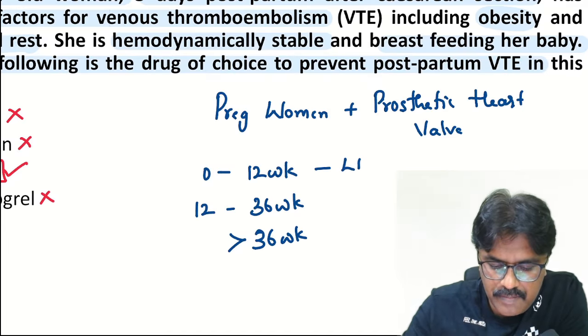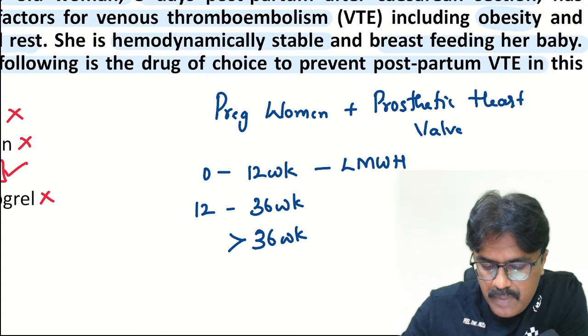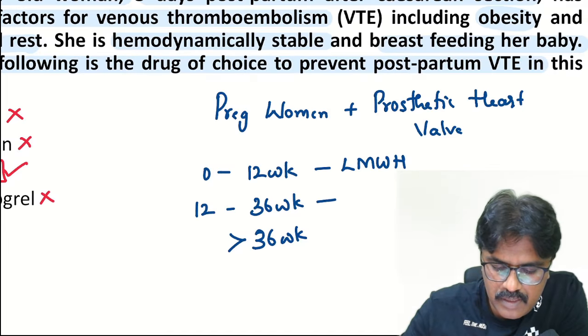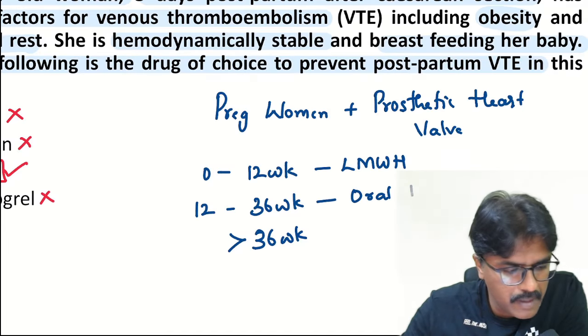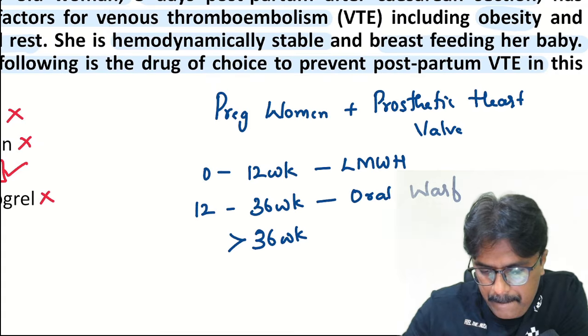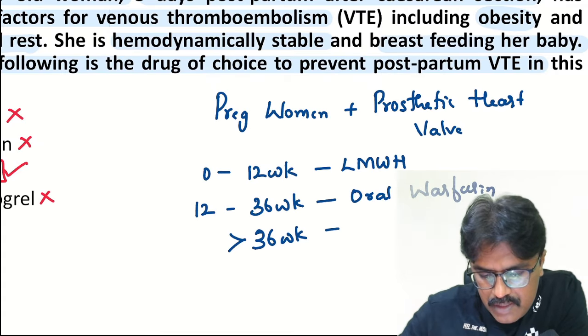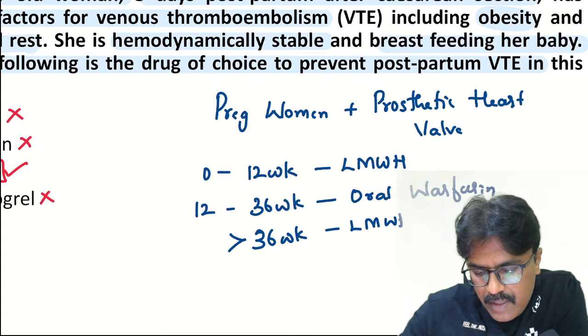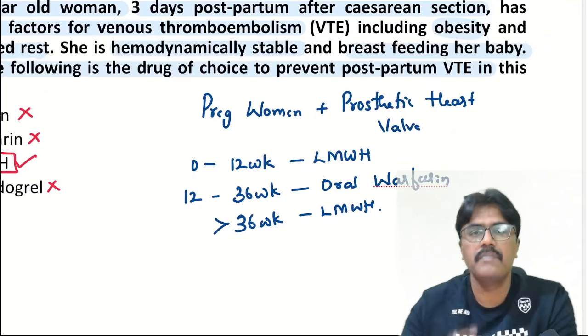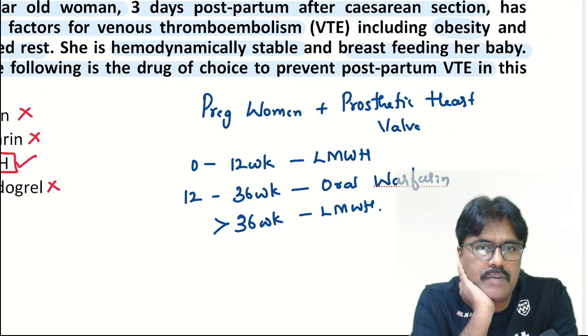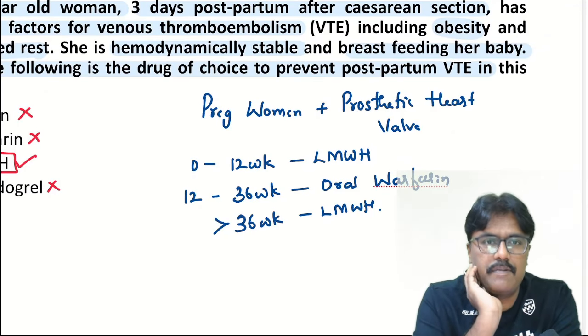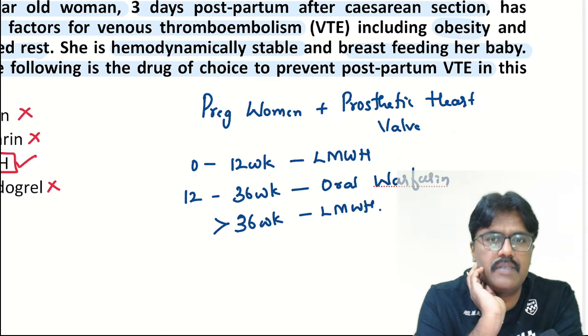0 to 12 weeks, the best one is low molecular weight heparin. 12 to 36 weeks is oral warfarin. And again after 36 weeks, switch back to low molecular weight heparin. So this is the best one we can do in pregnant women with prosthetic heart valve. That is tested.